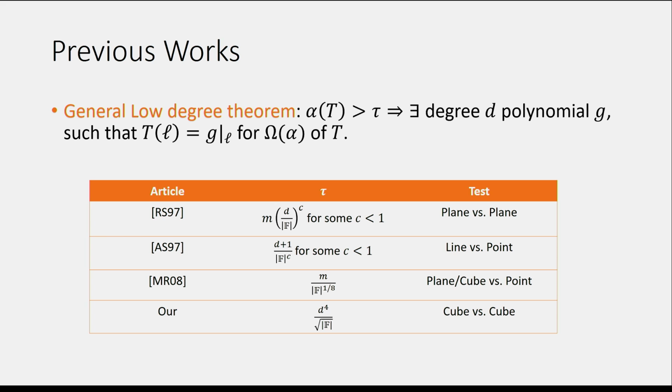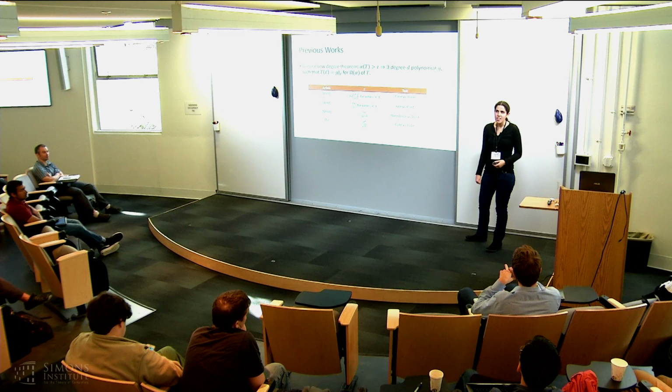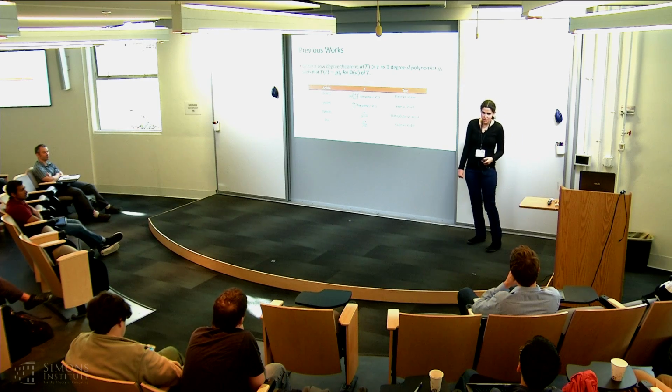Do you think one can get rid of it, or do you think there might be more non-trivial reasons for why? I think you can go lower than 1 over square root.